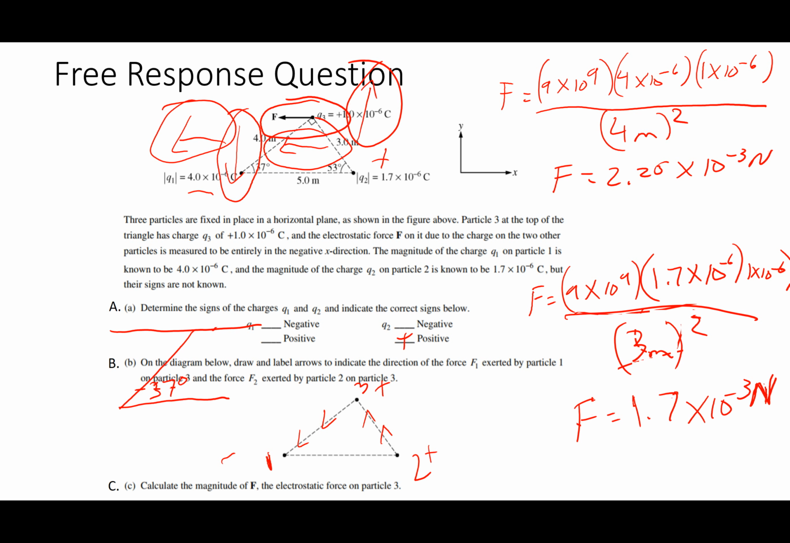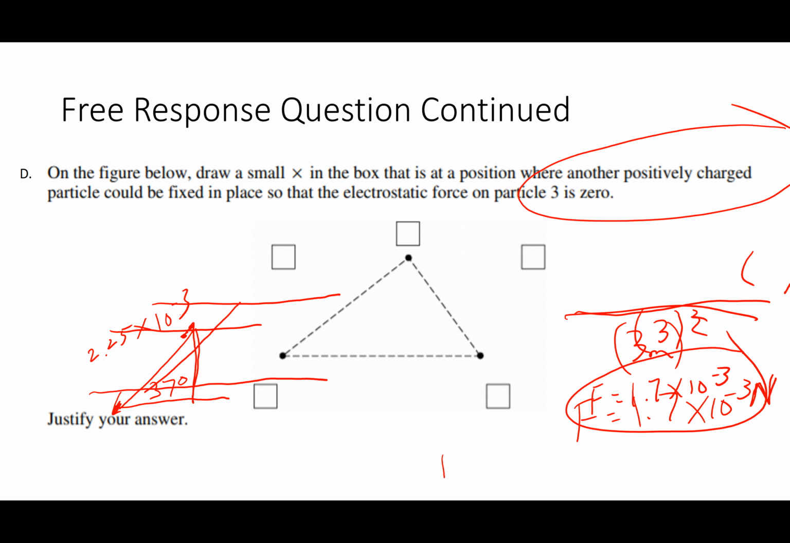All right, so now I have my picture drawn up a little bit better here. That force is pulling from 3 down toward 1, down in this direction. The angle between our line and our horizontal is a 37-degree angle. So I'm going to make this into a triangle. The force is 2.25 times 10 to the minus 3. Well, what I want to do is break that into an x and a y component.